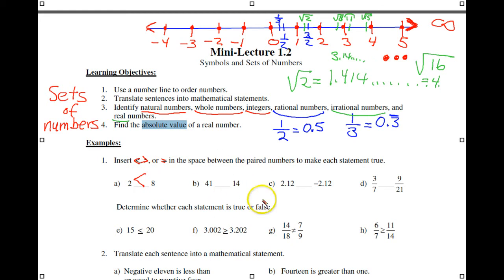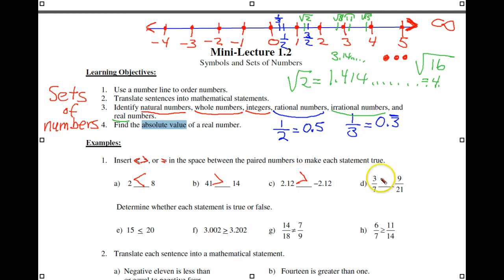Remember, all these answers are down below as well. Now 41 is way out there, and 14 is to its left. So 41 is greater. Now here is a positive number. There is its opposite on the other side. So any positive number is greater than any negative number.